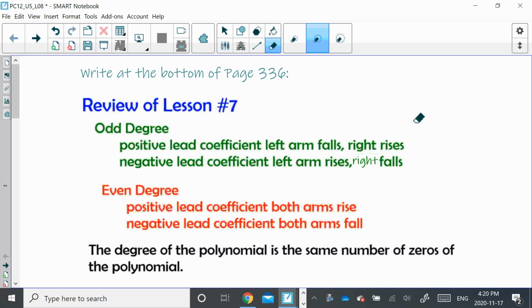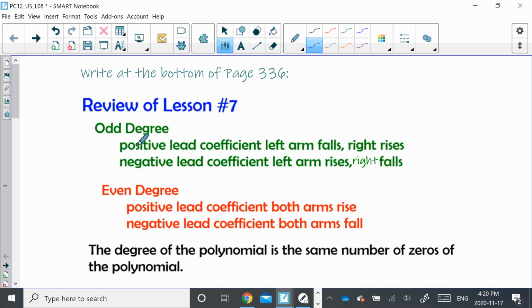I just want you to write this: odd degree and even degree, and then I will discuss it. So you could just pause the video, write that down. Once you have all this written down, you could unpause the video. Okay, so the first thing I need to discuss, make sure you understand, is what's an odd degree polynomial.